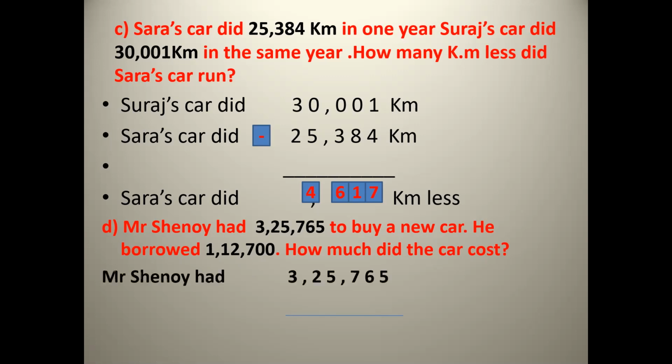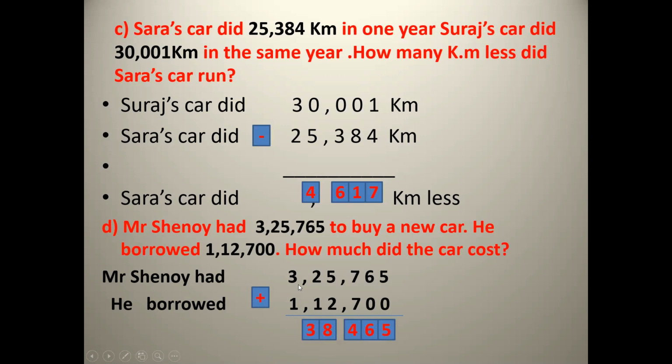So I decide here to add. So first statement, Mr. Shinoy had 3,25,765 and he borrowed 1,12,700. So I decide here to add to know how much the car cost. So 5 plus 0, it is 5. 6 plus 0, it is 6. 7 plus 7, 14. 4 and carry up 1. 1 plus 5, 6. 6 plus 2, 8. 2 plus 1, 3. Here, and 3 plus 1, 4.